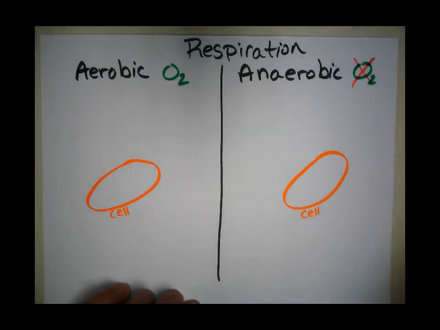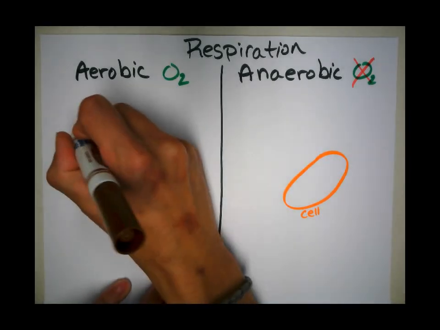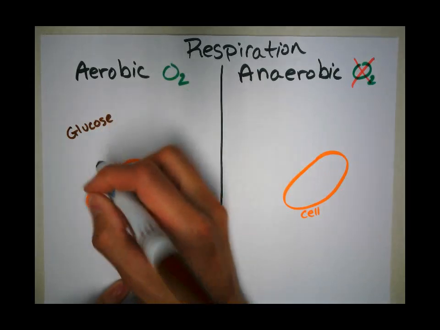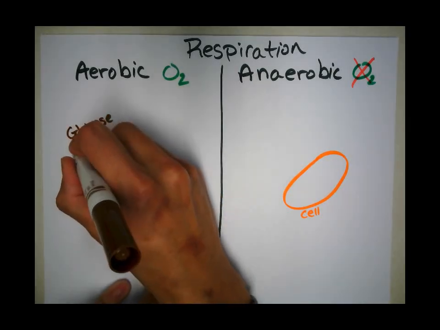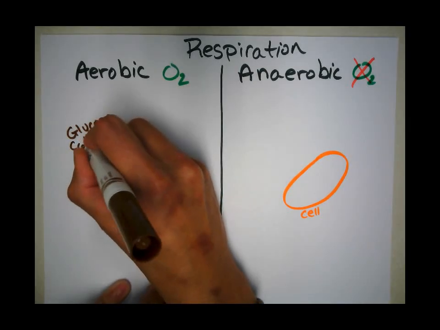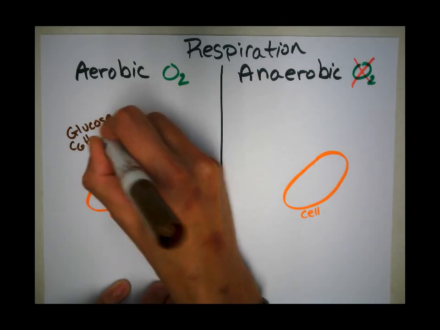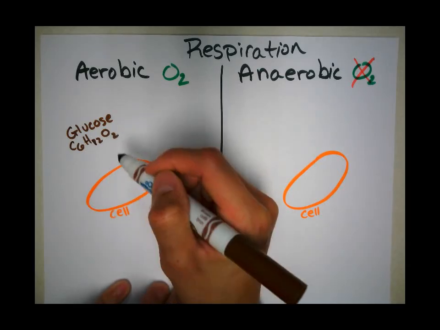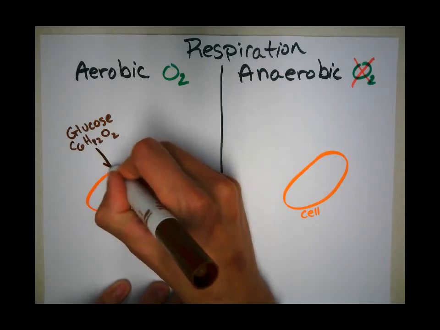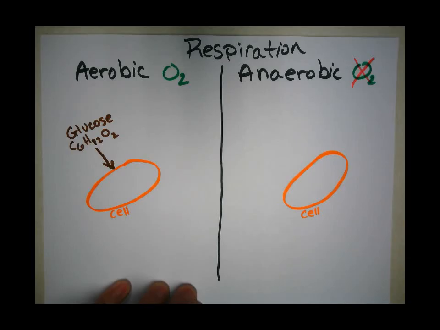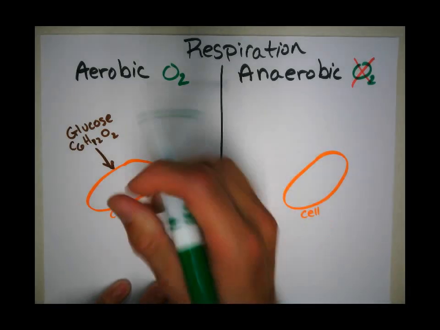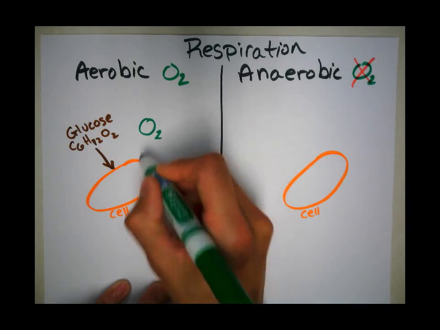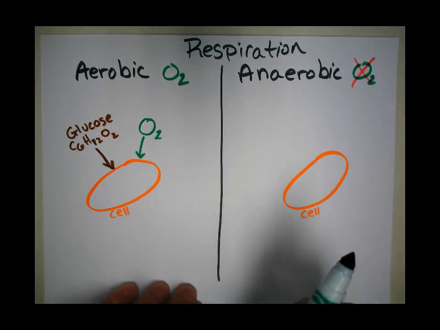For respiration to occur, you need a fuel source. Typically, we're going to talk about glucose. Glucose is your common sugar. Glucose is made up of C6H12O6, meaning there are 6 carbons, 12 hydrogens, and 6 oxygens. This enters the cell. Also, what enters the cell, in this case with aerobic respiration, is oxygen. Oxygen and glucose enter the cell.